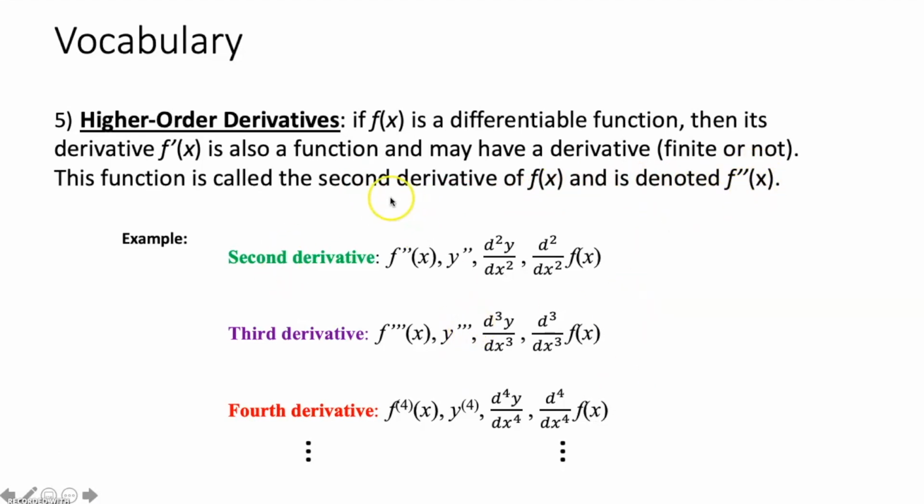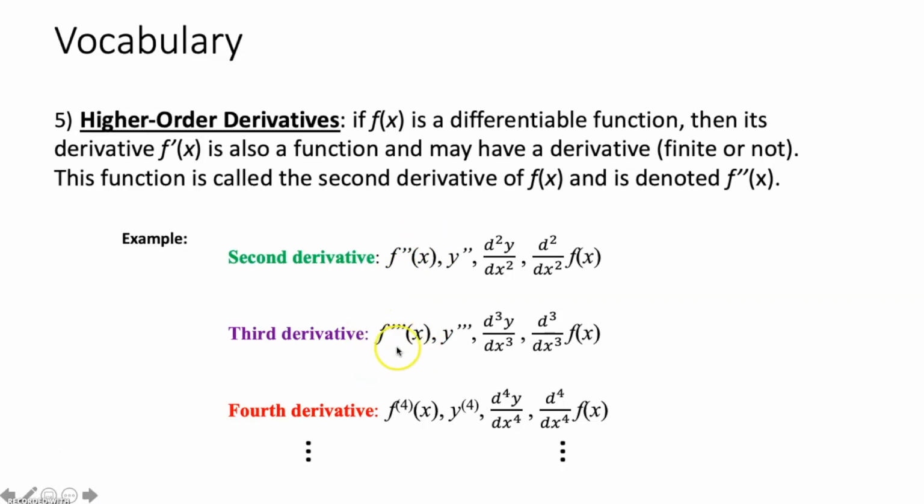So all this is talking about is when you take the derivative of a function f, you get f prime of x. And more often than not, you can take the derivative of your derivative. And if you take the derivative of your first derivative, you get something called your second derivative, which is f double prime of x. And if you take the derivative of your second derivative, you get your third derivative, which is f triple prime of x.